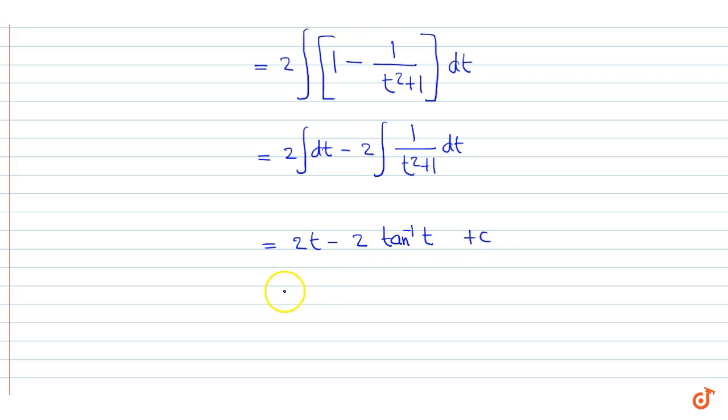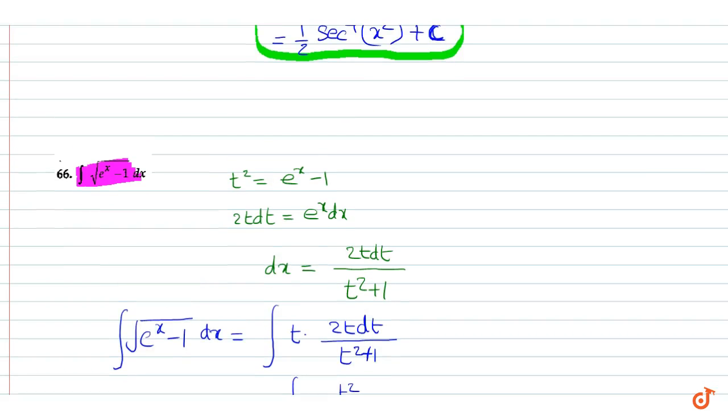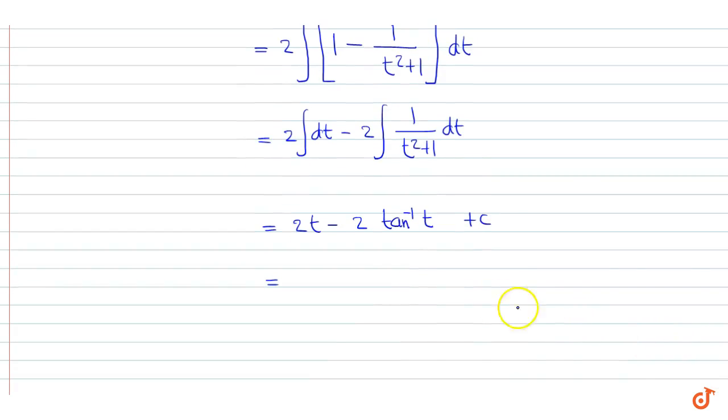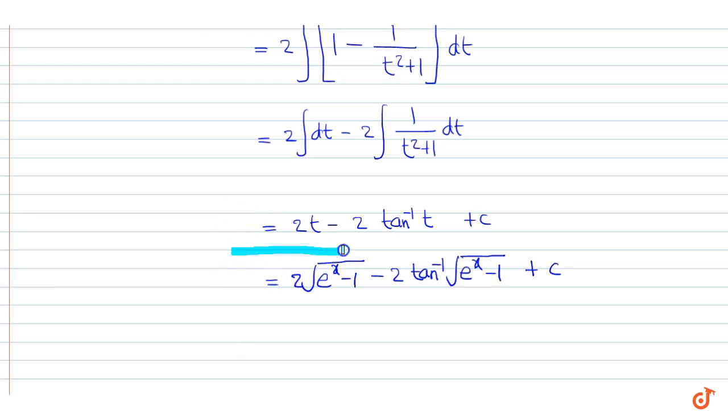plus c, where t is equal to square root of e to the power x minus 1. So we get 2 into square root of e to the power x minus 1 minus 2 into tan inverse of square root of e to the power x minus 1 plus c, where c is a constant of integration, and that is our final expression for the integral. This is our final answer.